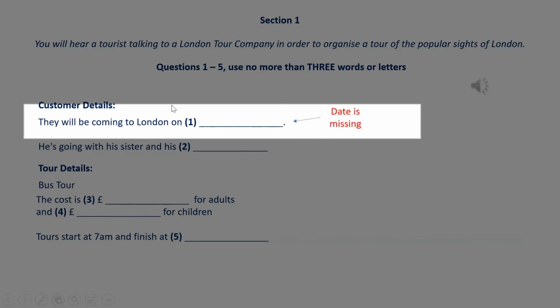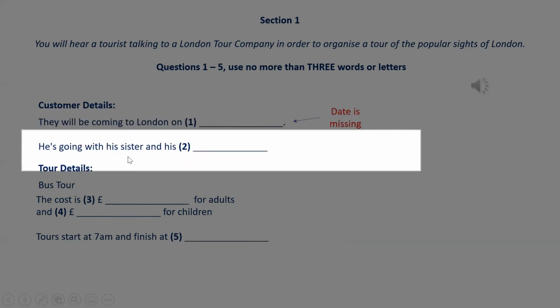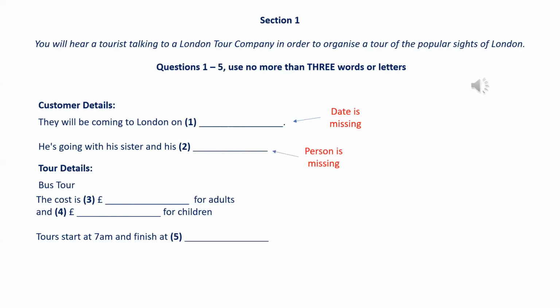It's not a place because the preposition is not "at" or "in", it's "on". It's obviously a date or day. Next one, he's going with his sister and his... This refers to his sister and his, so it's probably another person or family member that is missing.